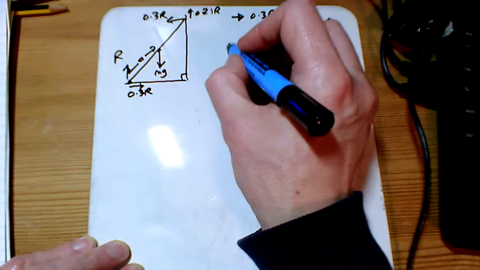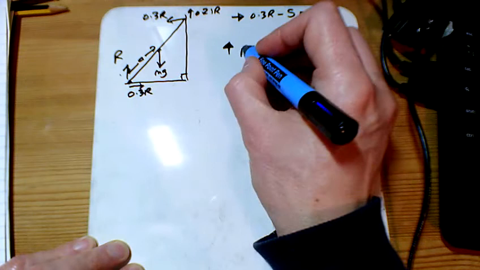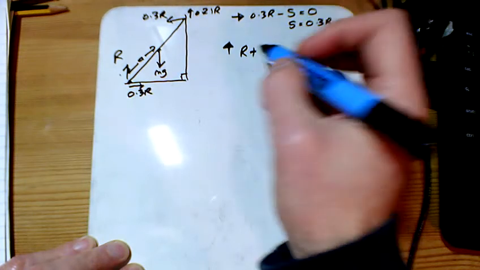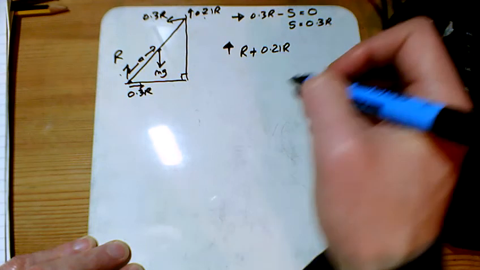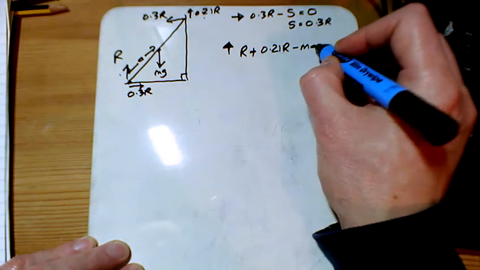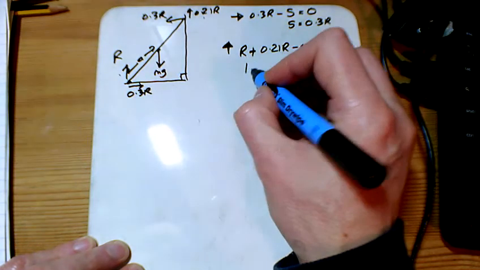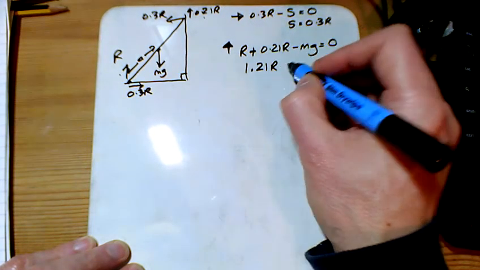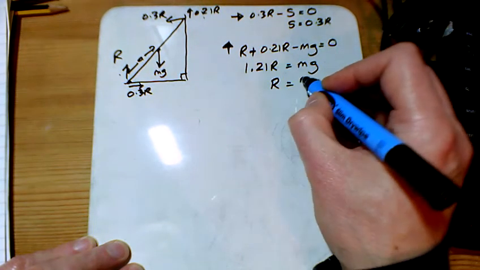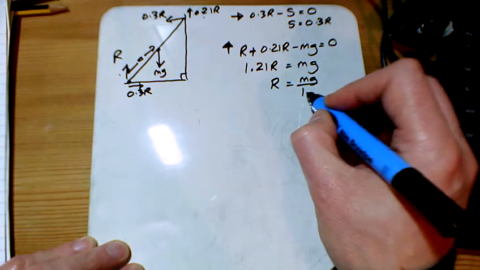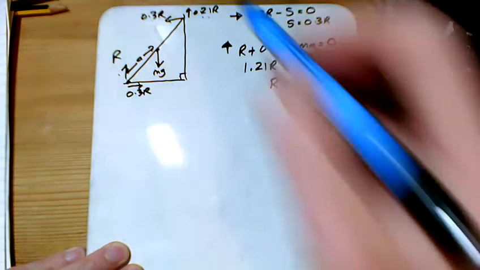So now let's go up. The forces going up are the R we've got here plus this one here that we've just figured out, 0.21 R, minus the mg, and that will equal 0. And so that tells me here that I've got 1.21 R equals mg. I can actually find out what R is. R is mg over 1.21. I'm going to use that in a minute to put into those ones there.